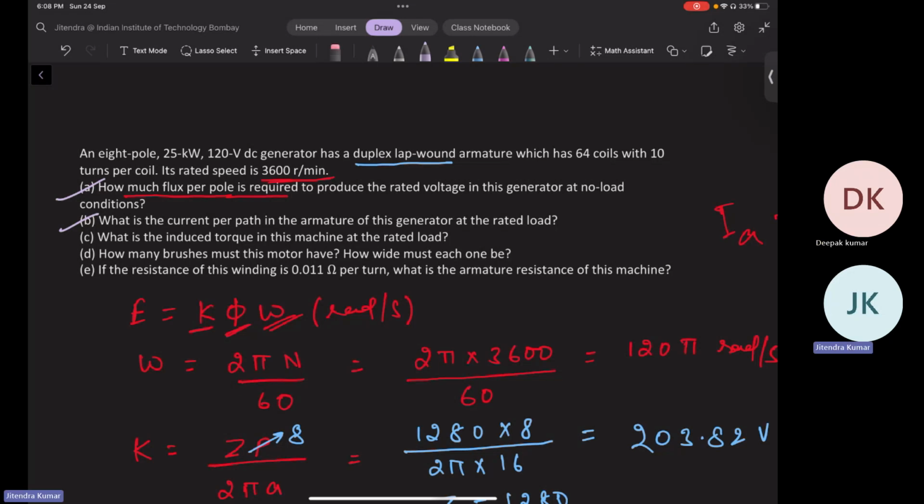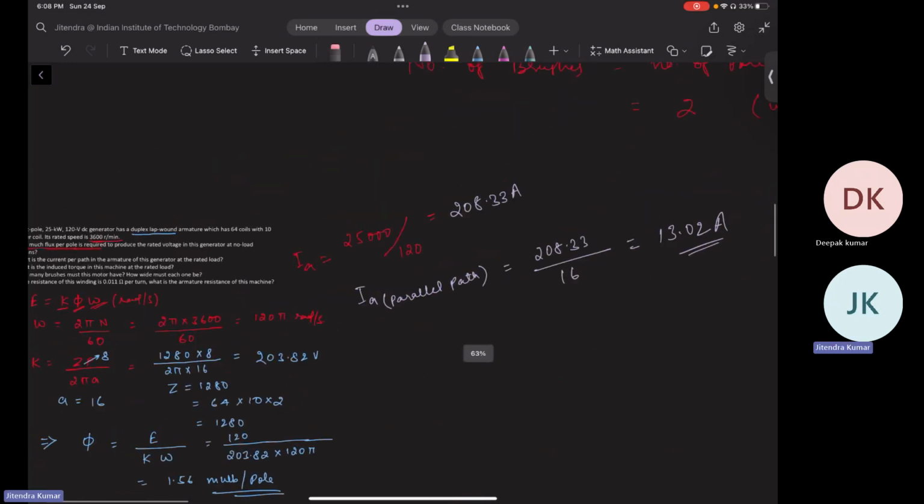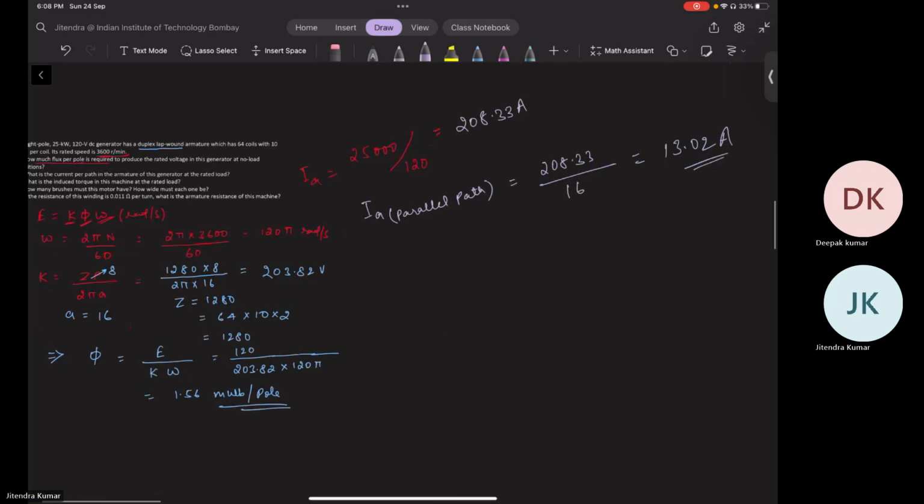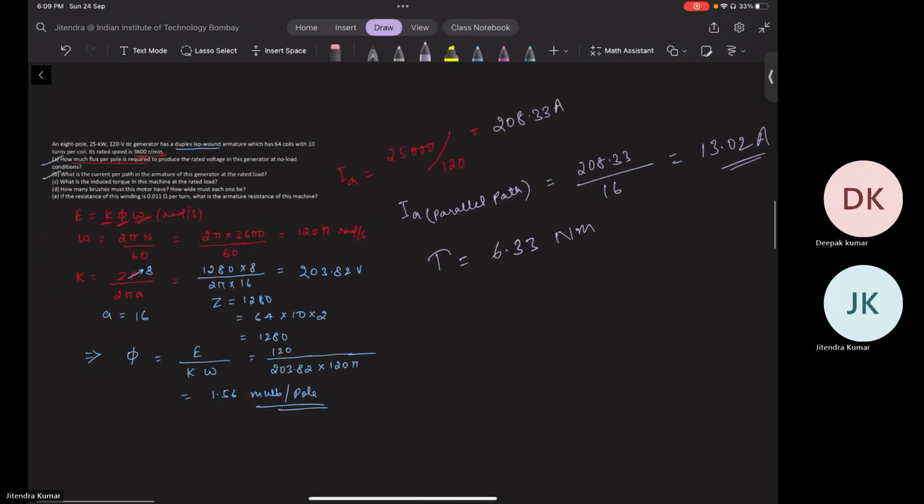what is the induced torque in the machine at the rated load? How much do you expect? Sir, 66.33 I calculated. 66.33 Newton meter torque you calculated. How? Sir, 66.33. Okay. So how?